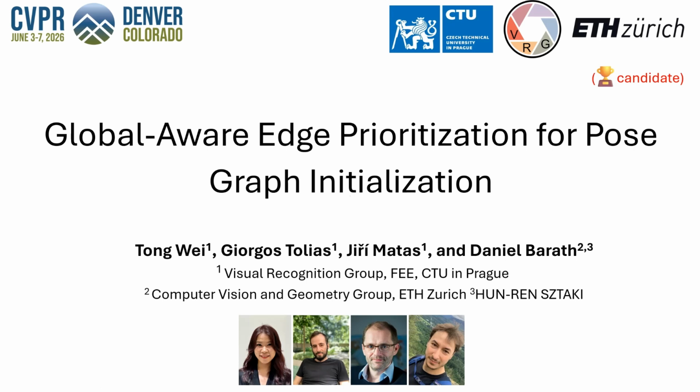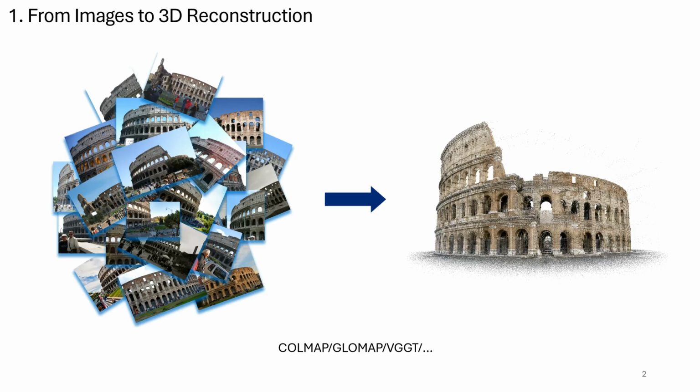I'm going to present our oral paper accepted at CVPR 2026 called Global Aware Edge Prioritization for Pose Graph Initialization, together with our co-authors Giorgos Tolias, Jiri from CTU in Prague, and Daniel Barath from ETH Zurich.